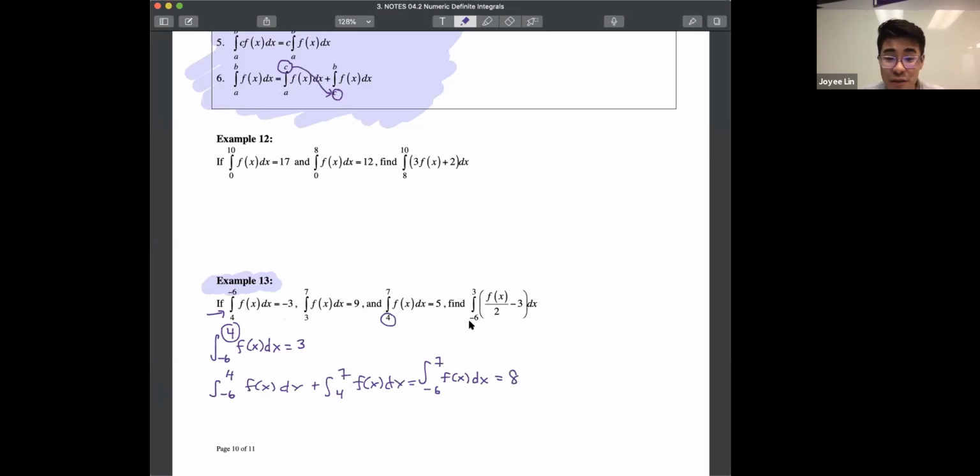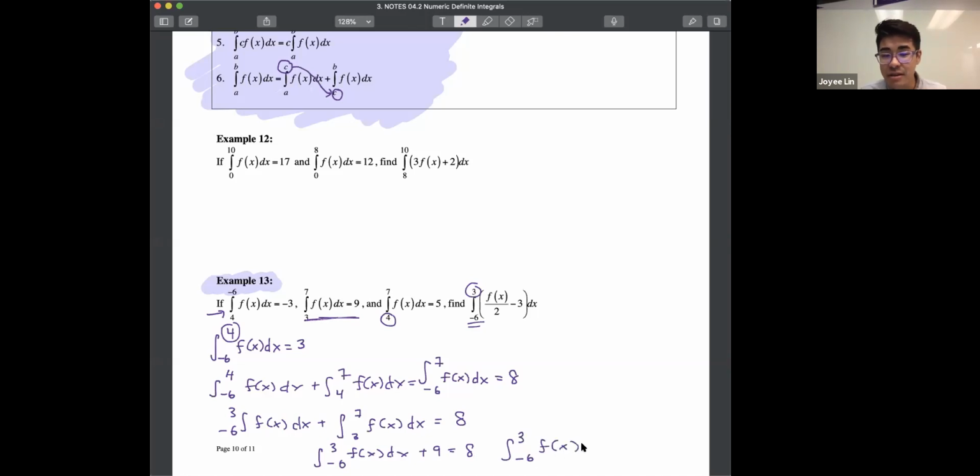And then from there, we're trying to find -6 to 3, right? So if we want to find -6 to 3, we can do -6 to 3 of f of x dx. And then what are we given? We're given 3 to 7 up here. The area from 3 to 7 of f of x dx is also equal to 8. Right, so -6 to 3 of f of x dx plus 9 is equal to 8. So then we know that the area of the function between -6 and 3 is -1. Cool, so that's the start to this question.